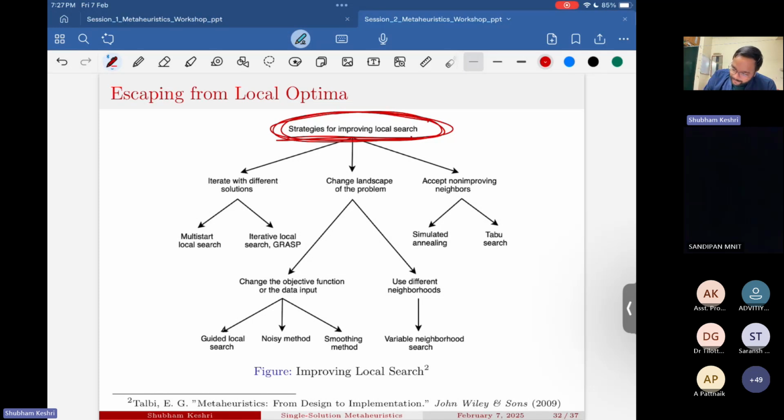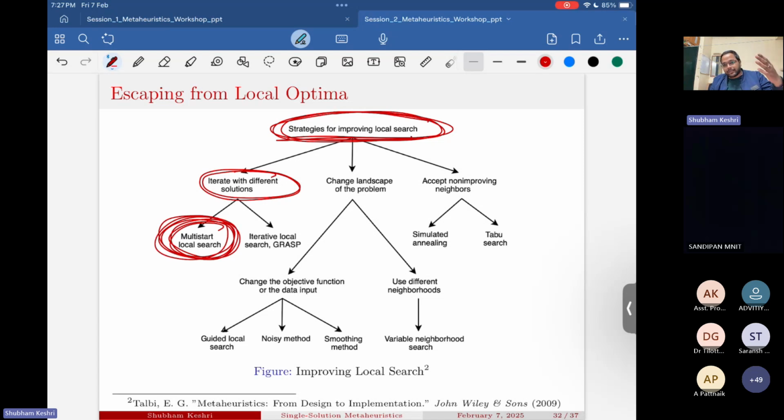One way is to iteratively perform the search. You start with one solution and the local search terminates. Again, you randomly start with another solution. Your local search will terminate. So you are diversifying. You are starting with one solution, doing the local search. When it terminates, again, you randomly generate some other solution at some other place in the landscape. Then you are performing local search, then terminating the local search. So you're in a way diversifying. You're trying to escape local optima. So that is known as multi-start local search.